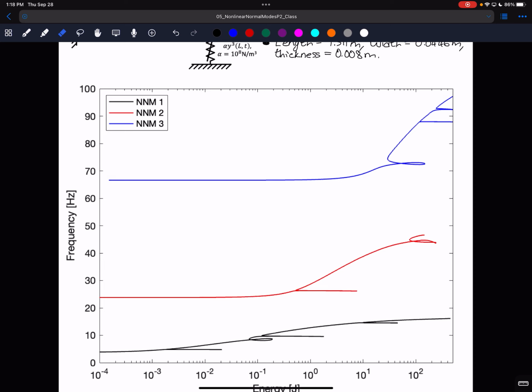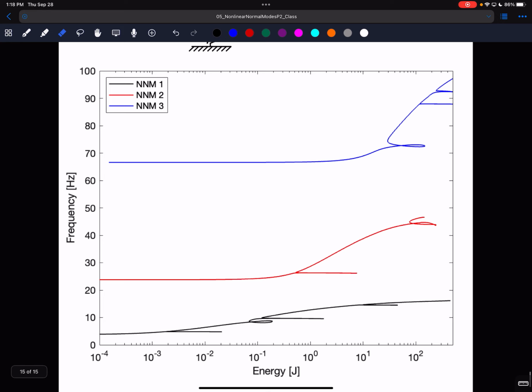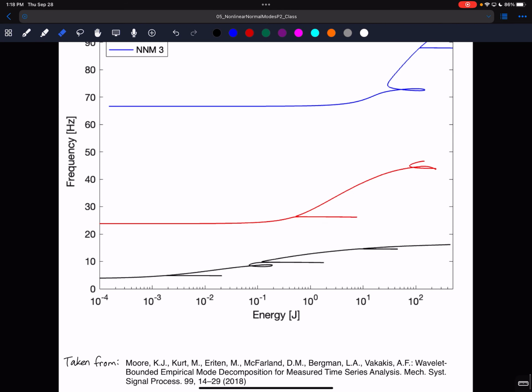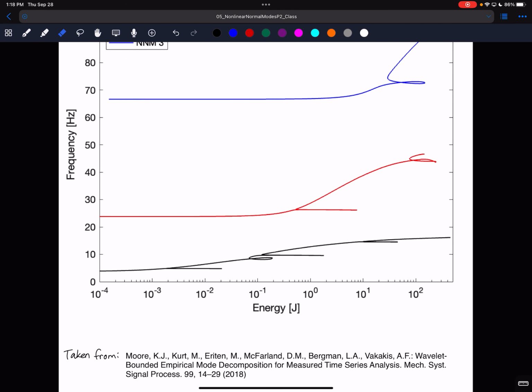Here I'm only showing the first 3, but when I did this research, I computed all the way up to the 9th NNM using this technique. They're all there, and they all have different types of internal resonances, and you can then study those as well. We will use methods like the wavelet-bounded empirical mode decomposition to analyze these internal resonances from simulated signals as well as real experimental signals.